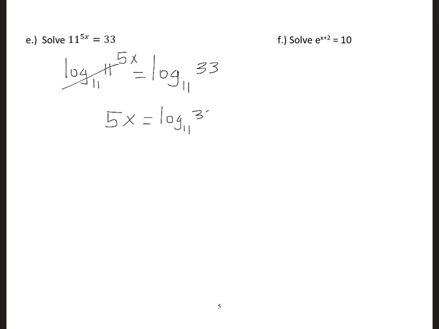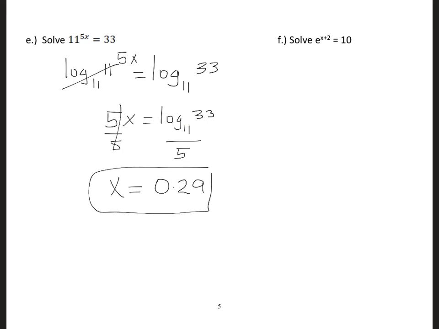Okay, another example here. So this is going to be logarithm to base 11 of 11 raised to 5x is equal to logarithm to base 11 of 33. So see, this is going to be gone. So we get 5x is logarithm to base 11 of 33. I divide by 5. So I get x is equal to about 0.29. And that's going to be the answer.